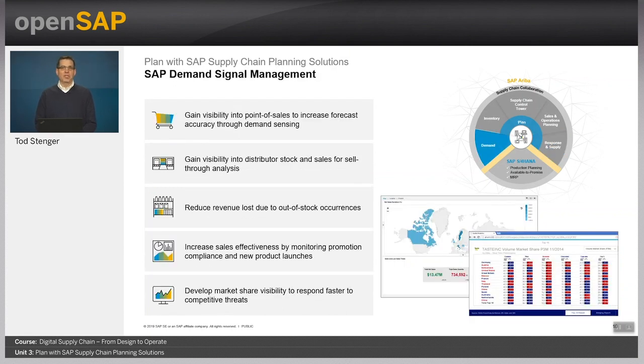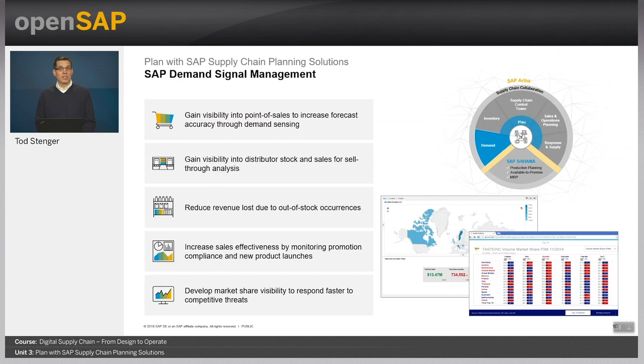Another way to extend your visibility in the supply chain is to use SAP Demand Signal Management, or DSiM for short. SAP Demand Signal Management serves as a single source of demand truth for a company selling their products through retailer and distributor channels. It serves both the supply chain functions as well as sales and marketing functions in your company.